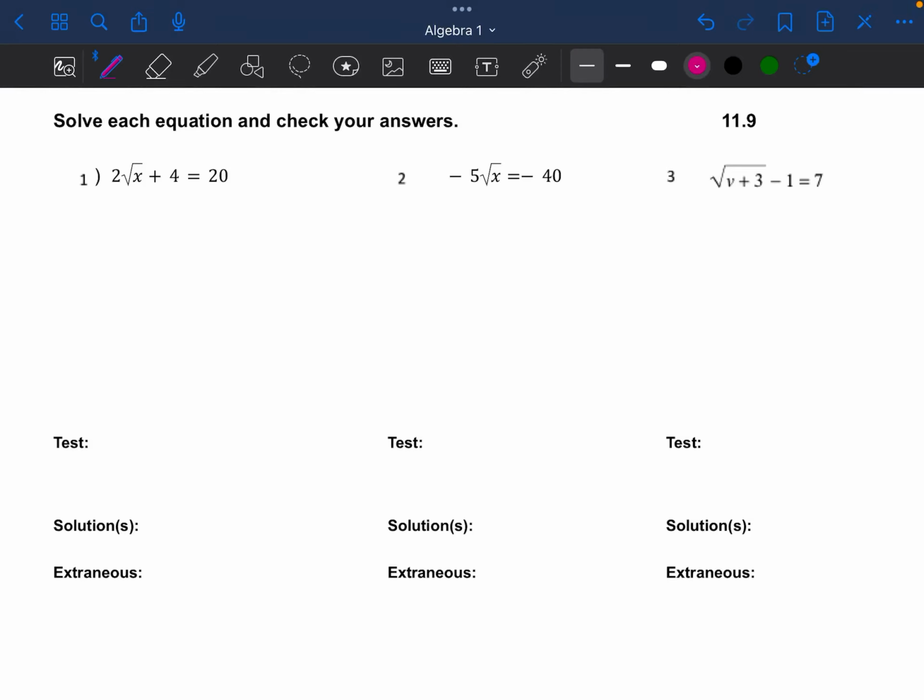All right, let's take a look at the 11.9 practice test. When you're solving these radical equations, make sure you get the square root by itself first, then square it to get the x. Let's get into it. So minus 4, minus 4.